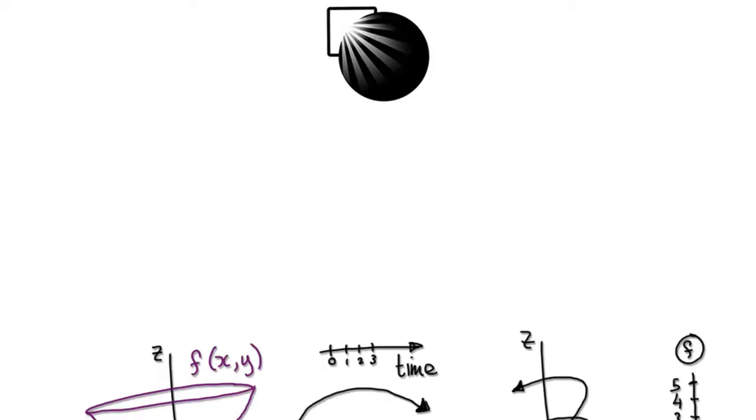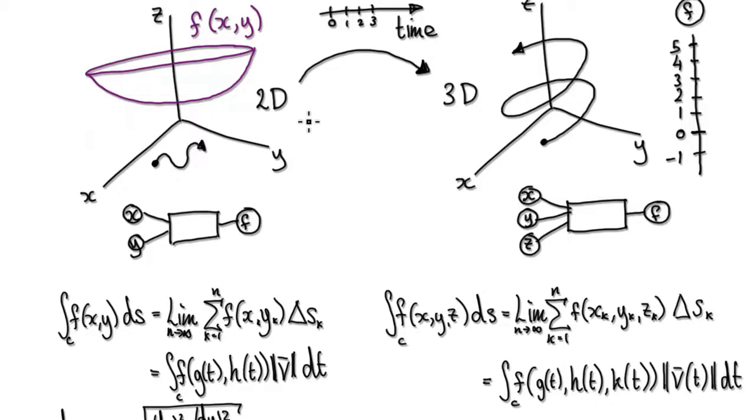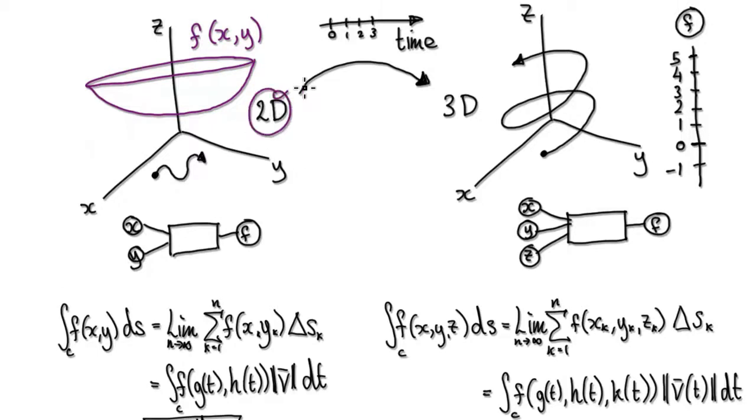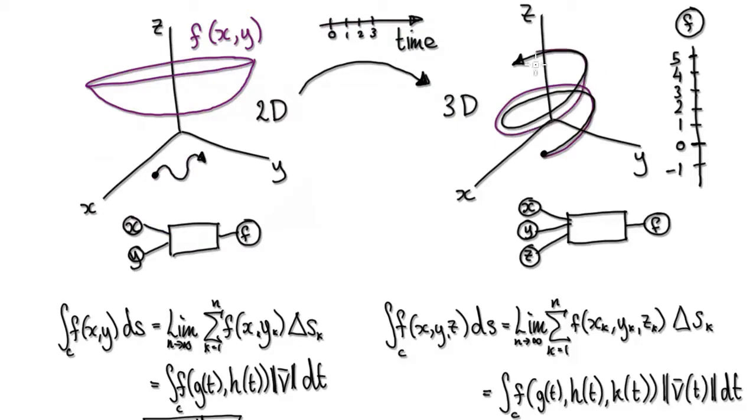Now we're going to extend line integrals from 2D to 3D. In 2D, we would use this thing called time to drive the particle along any path that we want. But in 2D, we are restricted to living on the XY plane, whereas in 3D, we can move in some sort of space. So we have an element of height. So we're moving in space here.